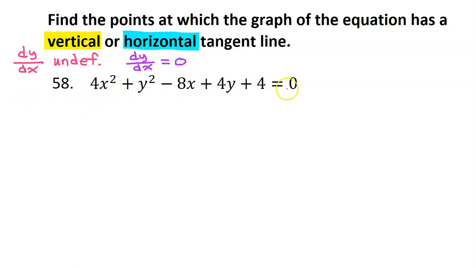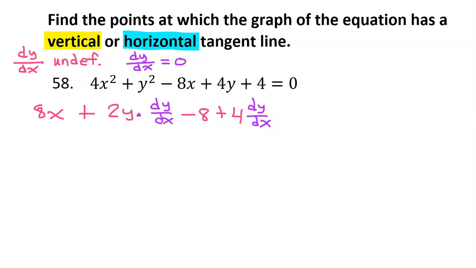So let's find the derivative. Remember, anytime we are dealing with a term with a y in it, we will have to do the chain rule. So for the first term, we're going to have 8x, and then the derivative of y squared, we will have the 2y, but chain rule, we multiply by dy/dx. Moving on, the derivative of negative 8x is simply negative 8. And then the derivative of 4y is 4 dy/dx.